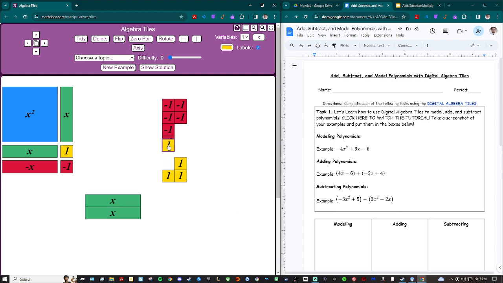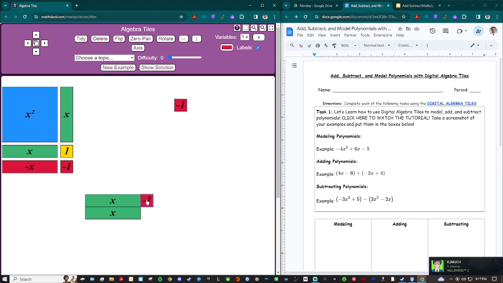Same with my 1s. A 1 and a negative 1 cancel. 1 and a negative 1 cancel. 1 and a negative 1 cancel. And one more time, leaving me with 2 negative 1s. So my final answer is going to be 2x minus 2. And that's how we can add polynomials together using digital algebra tiles. So take a screenshot and place your answer in adding. Okay, let's tidy up.